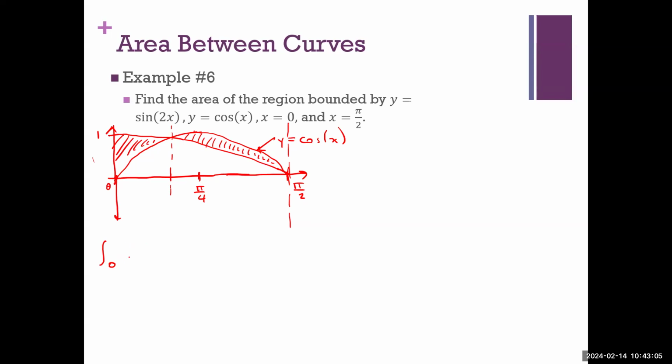So it would be the cosine function first. Cosine x minus sine of 2x dx. And the other integral is going to look like what? The integral from some other place to pi over 2 of sine of 2x minus cosine of x.